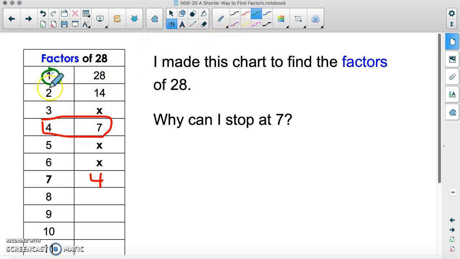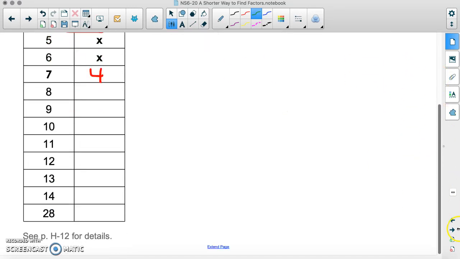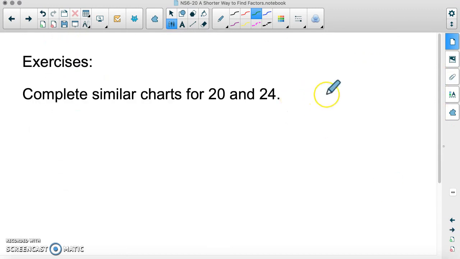I know that 1 is a factor, 2 is a factor, 4, and the 7, 14, and 28 are all factors of 28. I don't need to go any further. I want you to use this strategy here now, and you're going to complete a chart for the factors of 20 and 24 on your whiteboards. So again, you don't need to complete the full chart, you only need to go as far as you need to find all the factors.